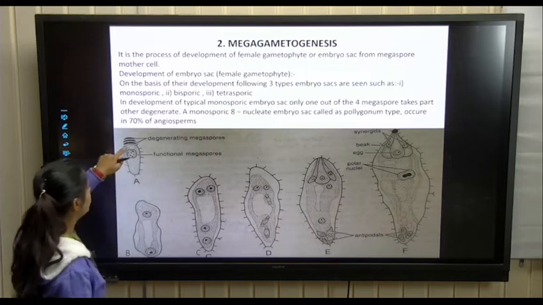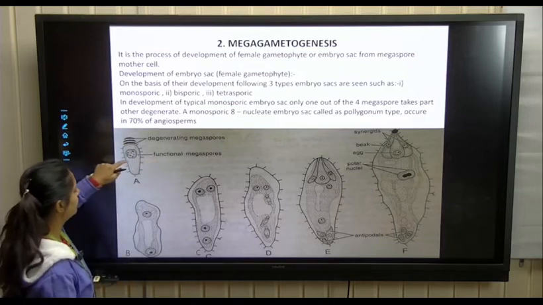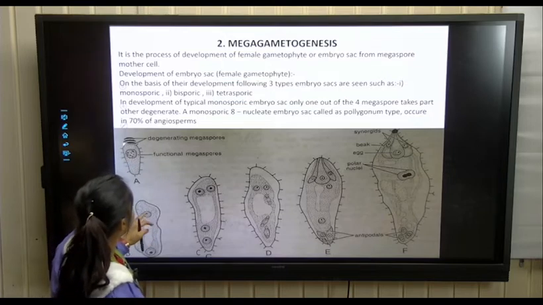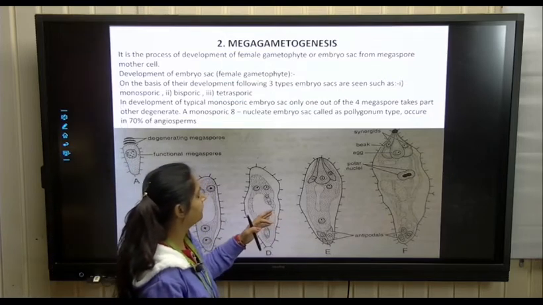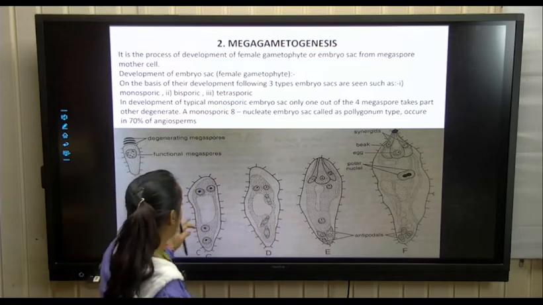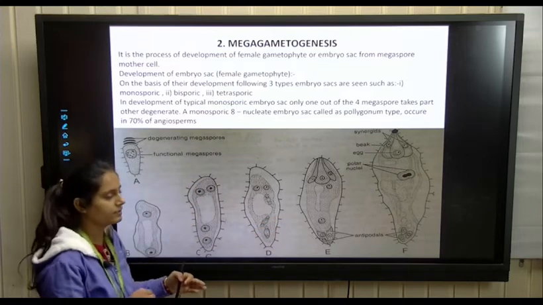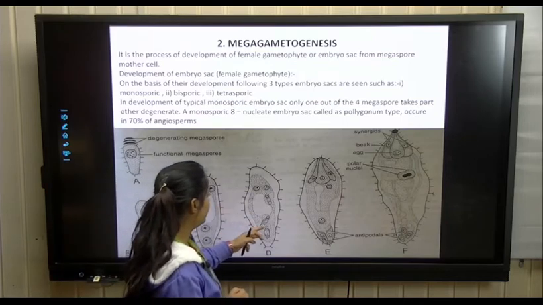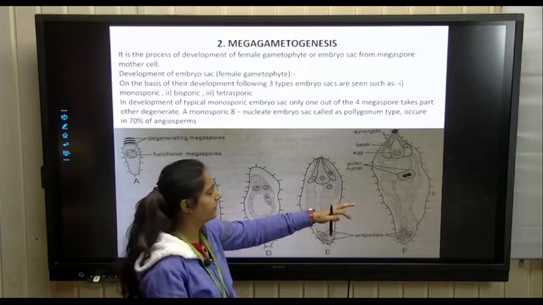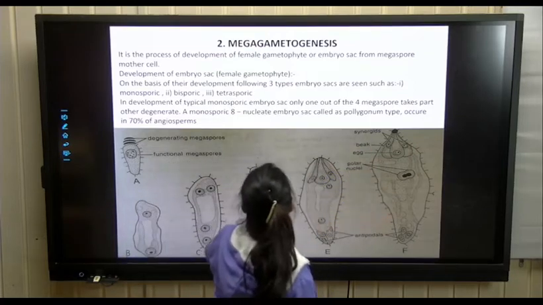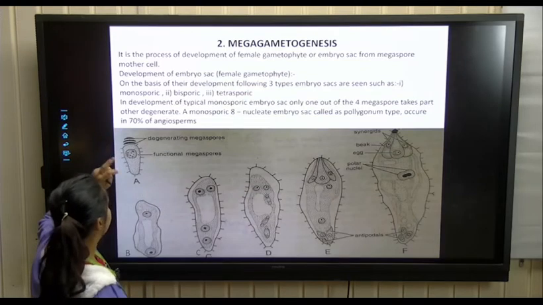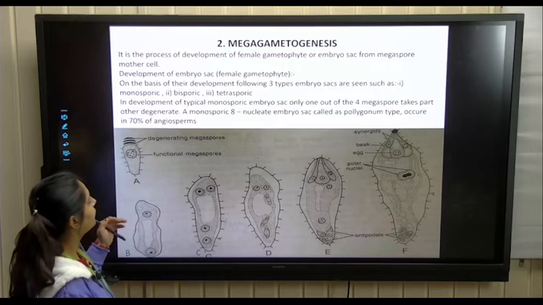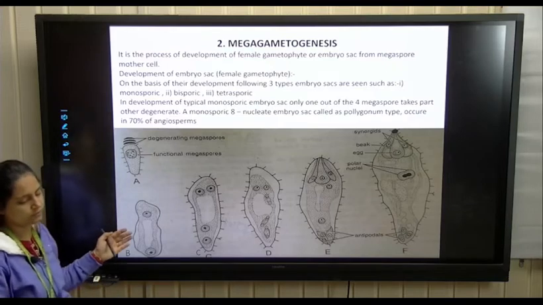Here we know the 3 degenerate and only 1 remains functional. That divides and forms 8 nuclei through 3 consecutive mitoses. They form 2 nuclei first, then 4, then 8, and they form the 8-nucleate cell which is arranged in this pattern. So what is the embryo sac? That is the female gametophyte.